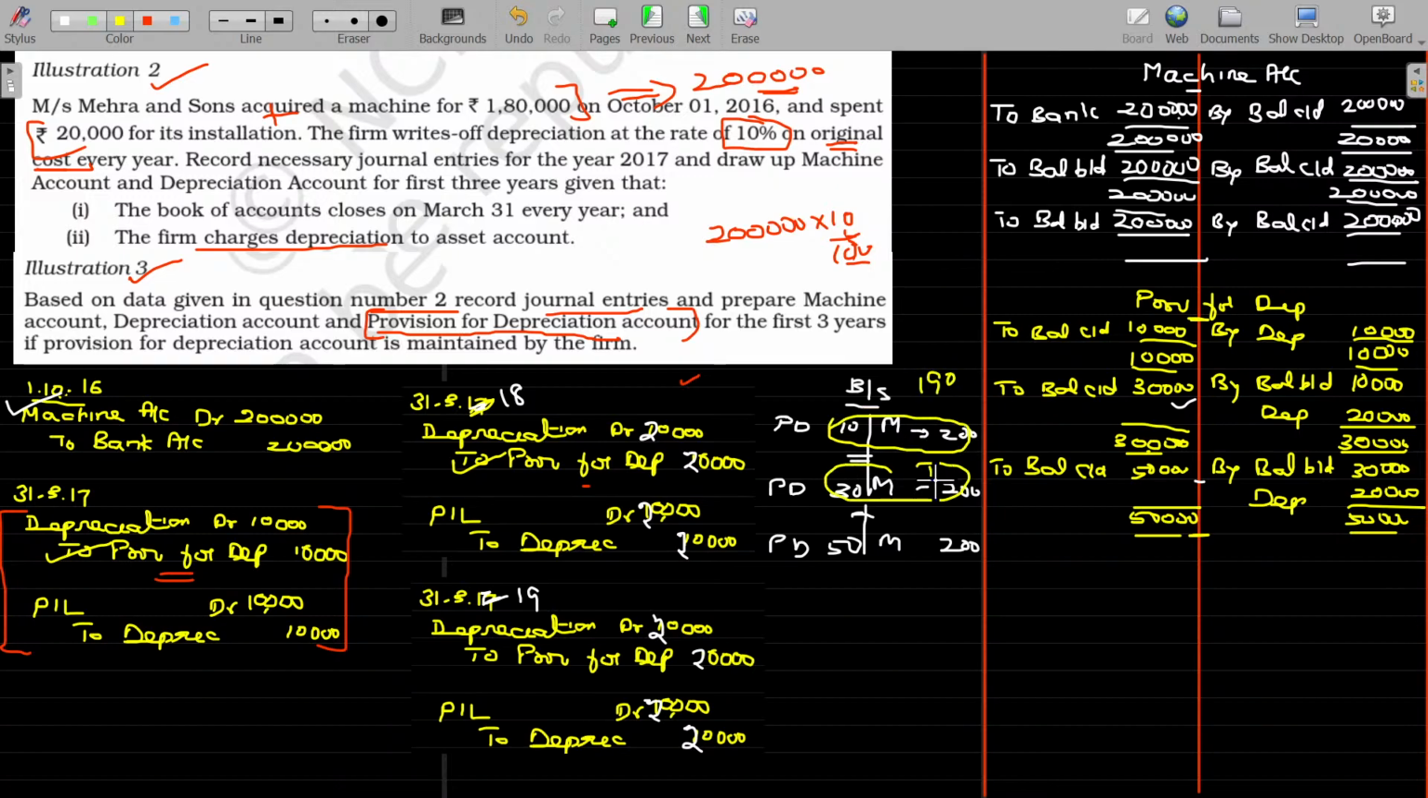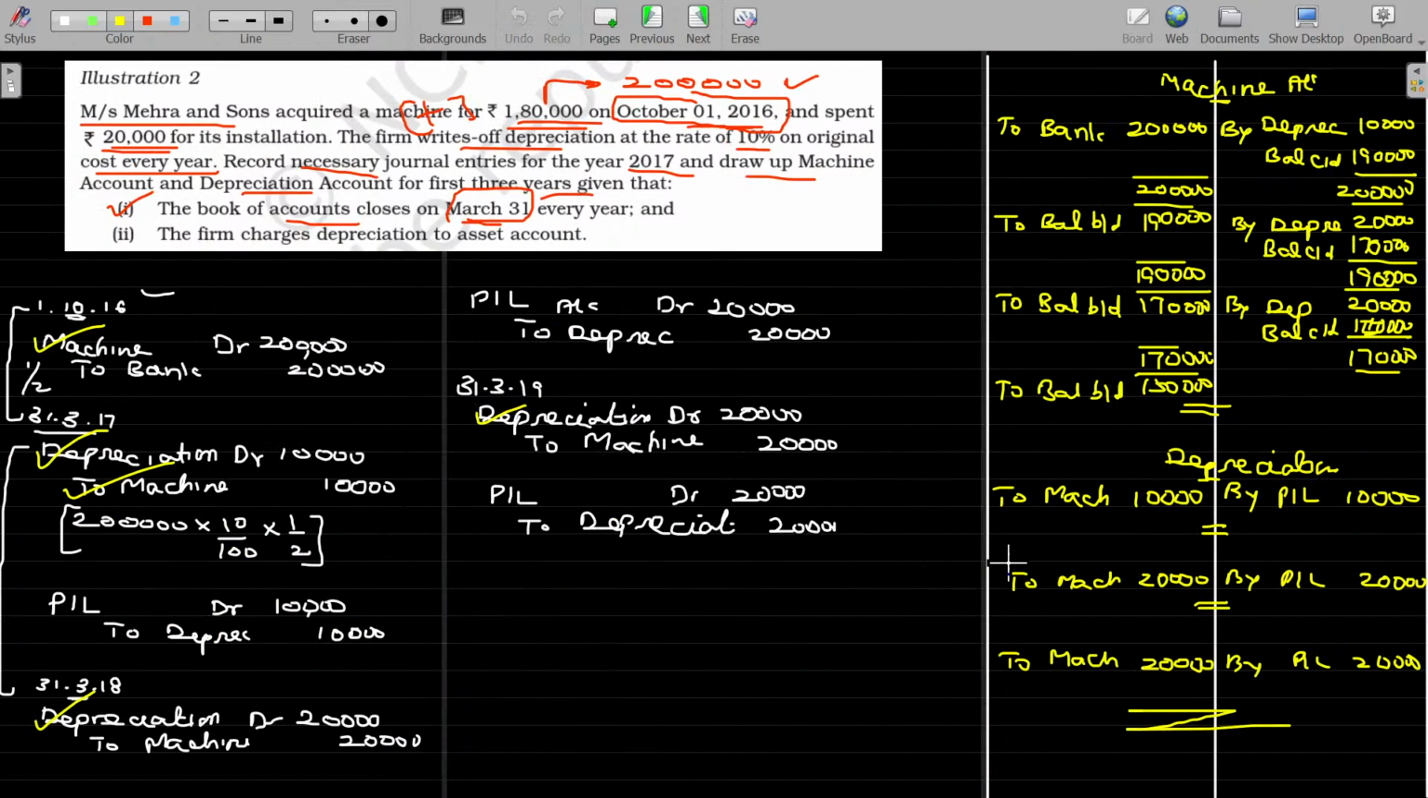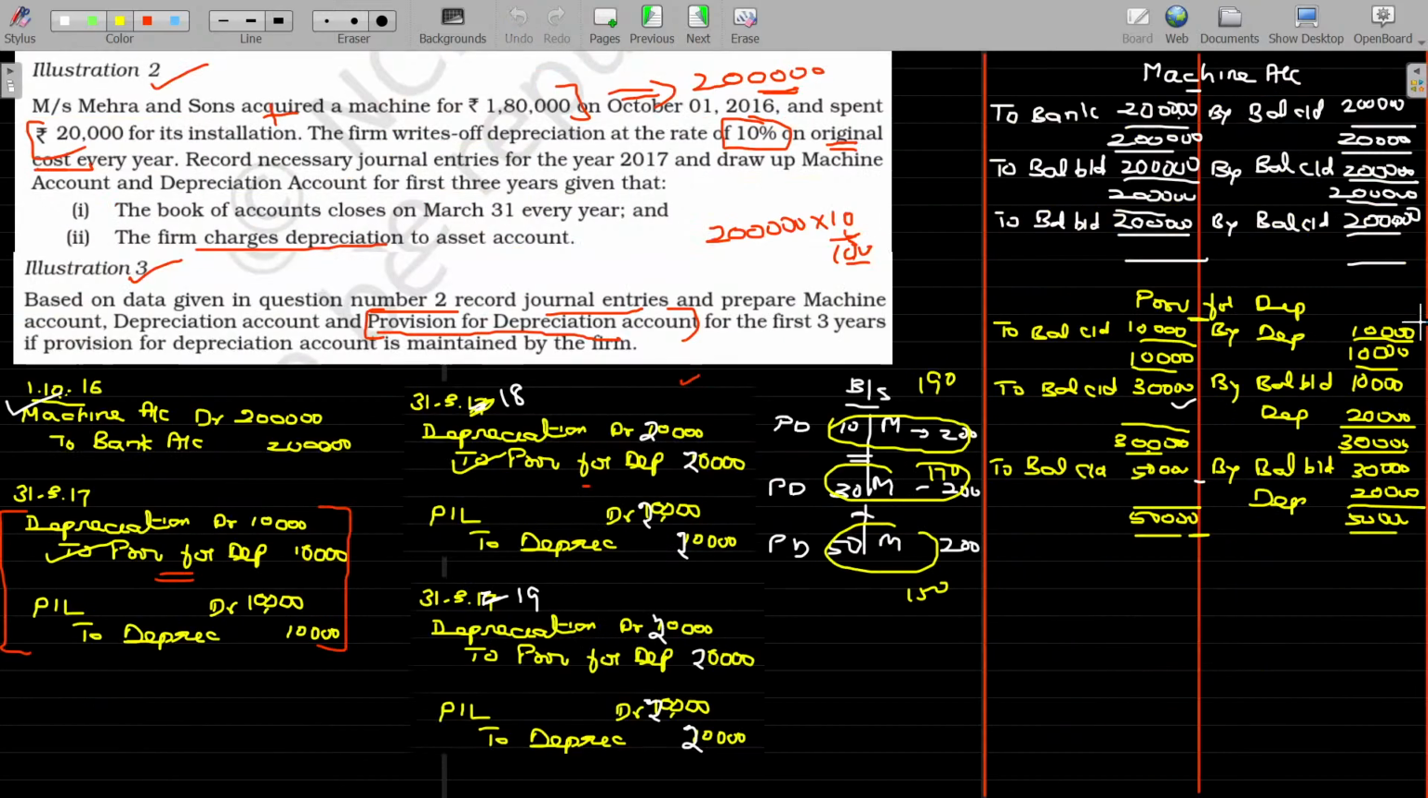The net of this being 170. The net of this being 150. That's the balance in the previous case. 190, 170, 150. Is that okay? You will get the same.